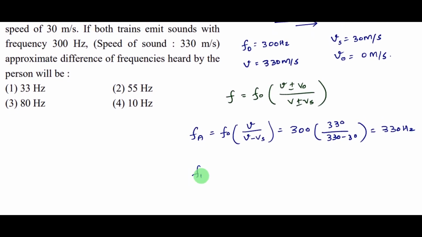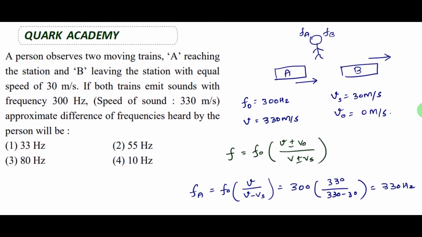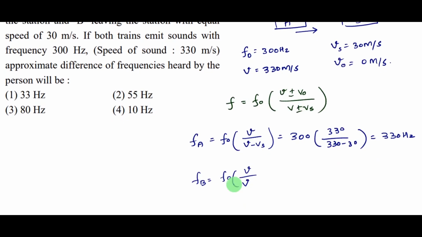Let's do the same thing for train B. Here F0 times V over V, we have to choose whether we need to use plus or minus. Train B is leaving the station, which means it is moving away from the observer. So the distance between the observer and the source is increasing. If the distance increases, then the frequency will decrease. So in order to decrease the frequency, we have to have a bigger denominator. So I will use the plus sign with Vs. Here 300 times 330 over 330 plus 30, which will give us 275 Hz.